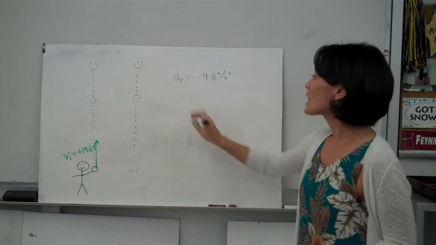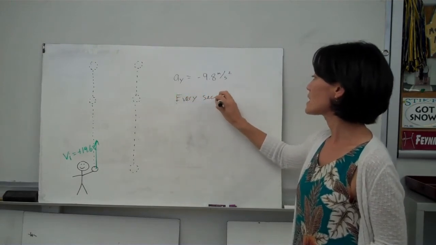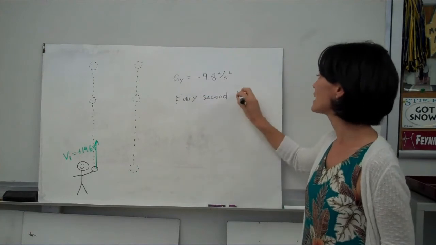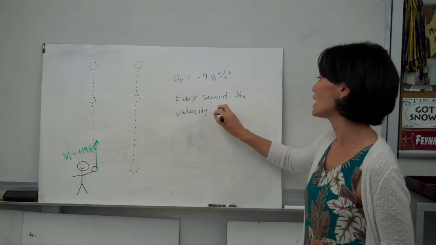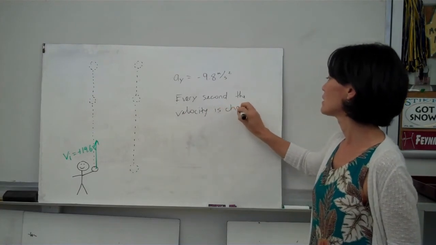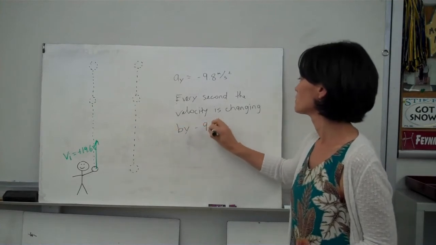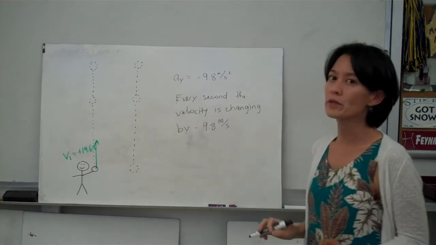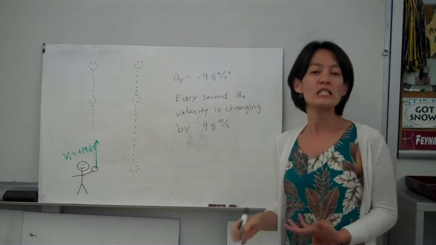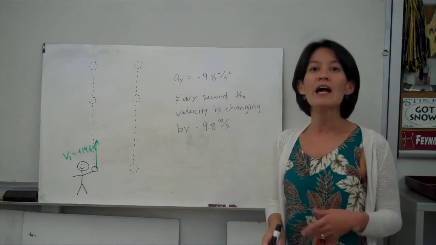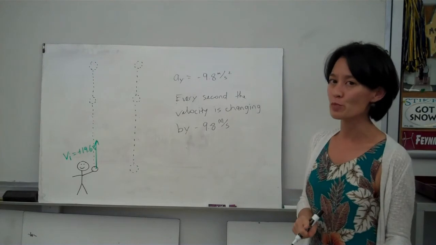So what does that mean? That means every second, that's that per second, every second the velocity is changing by negative 9.8 meters per second. Remember, accelerations are a change in velocity. So if my y acceleration is negative 9.8 meters per second squared, that means every single second my velocity is going to change by 9.8 meters per second.